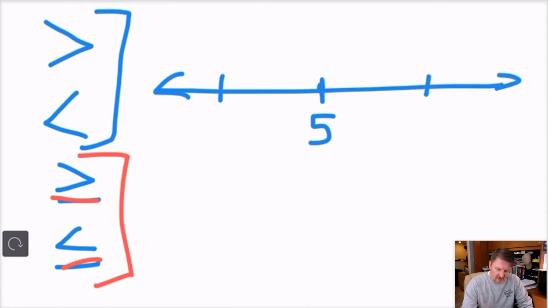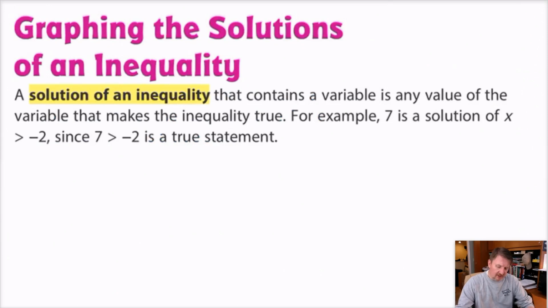The next one is less than or equal to, so I would draw a closed-in circle again, representing that 5 would be part of the solution, but also anything less than 5 would be part of the solution as well. Okay, and that's what we're talking about here.